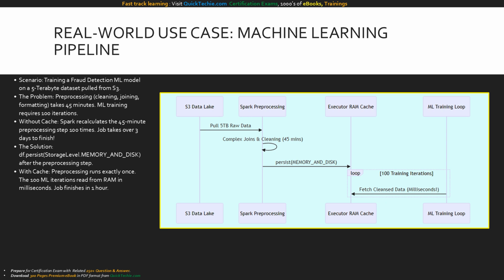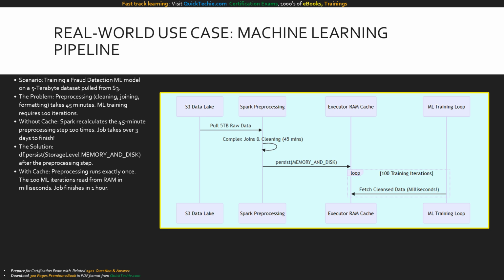But by calling persist, memory and disk, on the cleansed DataFrame right before the training loop begins, that 45-minute penalty is paid exactly once. The cleansed data sits warmly in the executor's RAM. The 100 iterations now fetch data in milliseconds, reducing a multi-day pipeline down to under an hour. That is the true power of persistence.